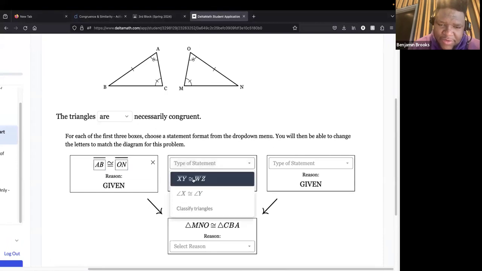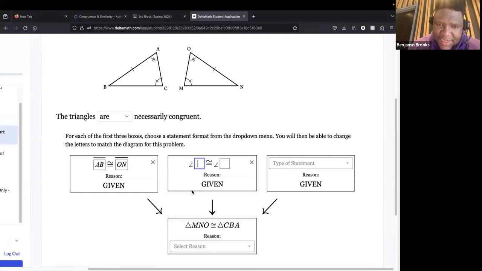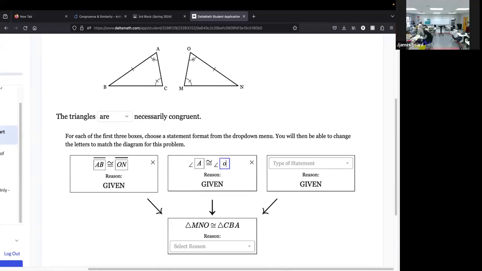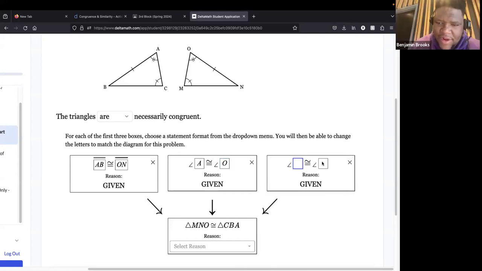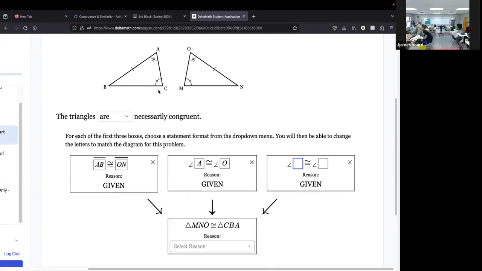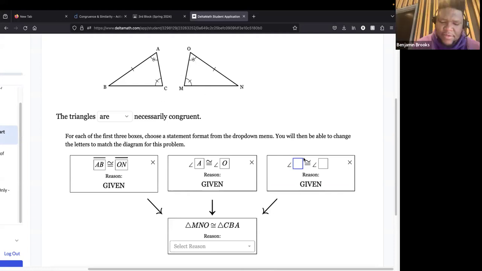Now I want to prove some angles are congruent, so I go to angles. That's the type of statement I want. I'm going to say that angle A is congruent to angle O. I'm going to prove the other angles are congruent, so I'm going to do angle C is congruent to angle M.